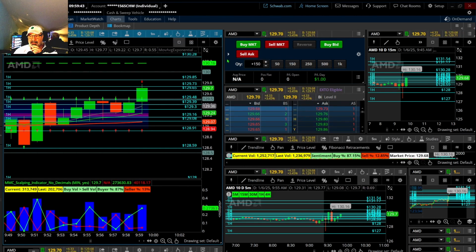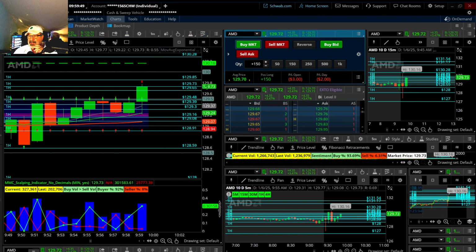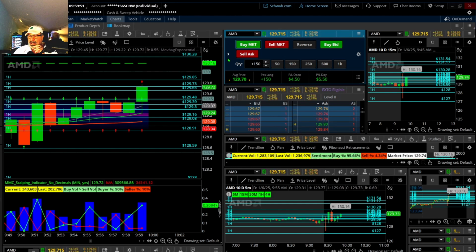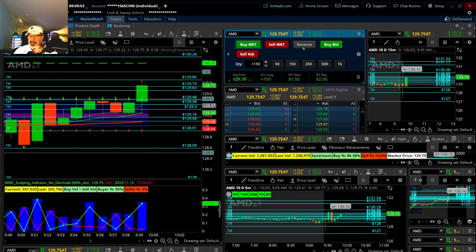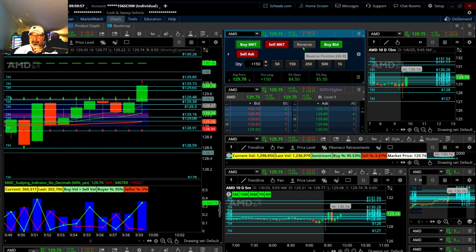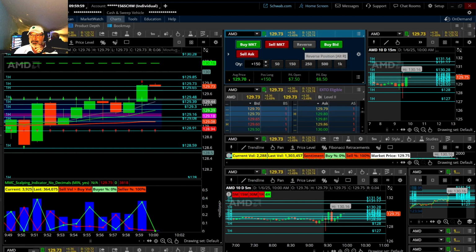This is telling you it's going to turn around, but honestly, guys, I'm going to go ahead and get in right there. I got in at 129.70 a few seconds before. I believe this is going to turn around. I'm trying to get the last peak before it does that. So let's see if we can snag that.